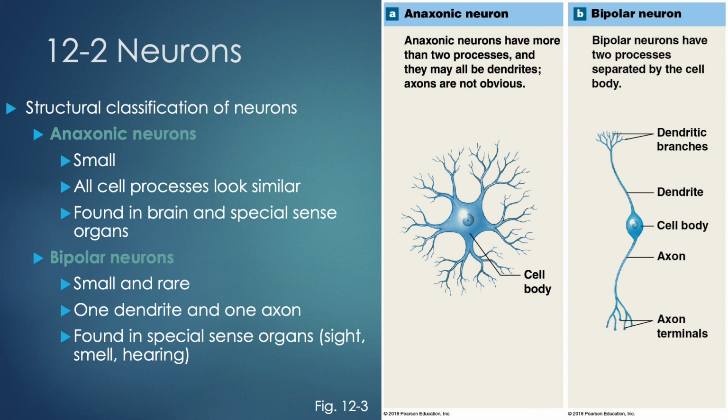When we look at images of neurons in textbooks, we usually look at a standard looking neuron. Every image that we've looked at so far is what is called a multipolar neuron. But there are actually 4 different types of neurons based upon the way they are structurally presented. So we're going to go through all 4 of these now.